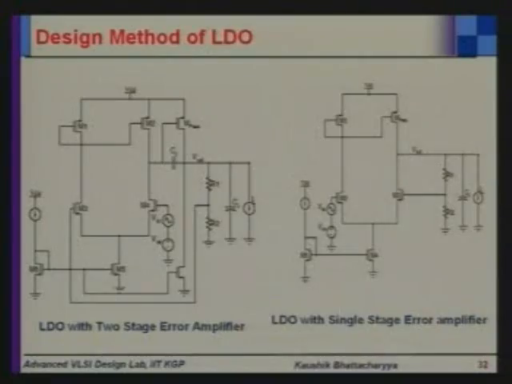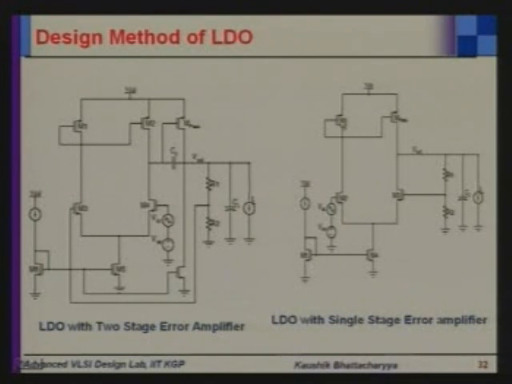Now another strategy is LDO with single stage error amplifier. Here at the balanced condition, the bias current is flowing equally into two parts. Suppose 60 microampere bias current, so 30 through this part and 30 through this part. But when some load is given, at that time the pass device should be very high.